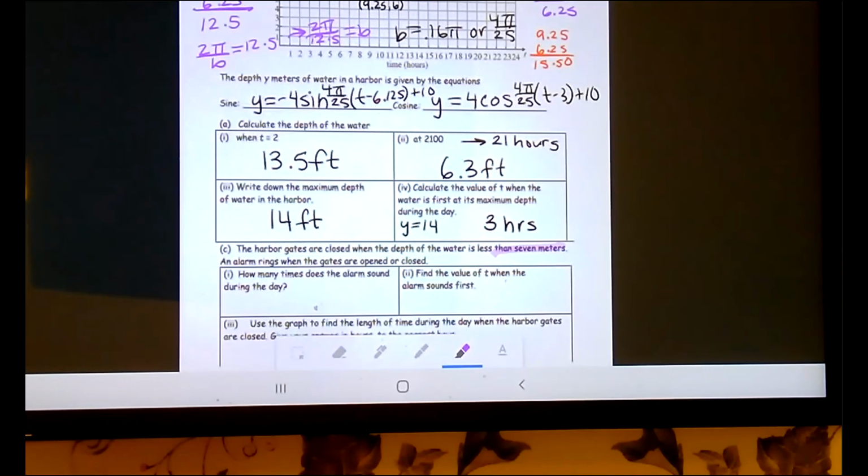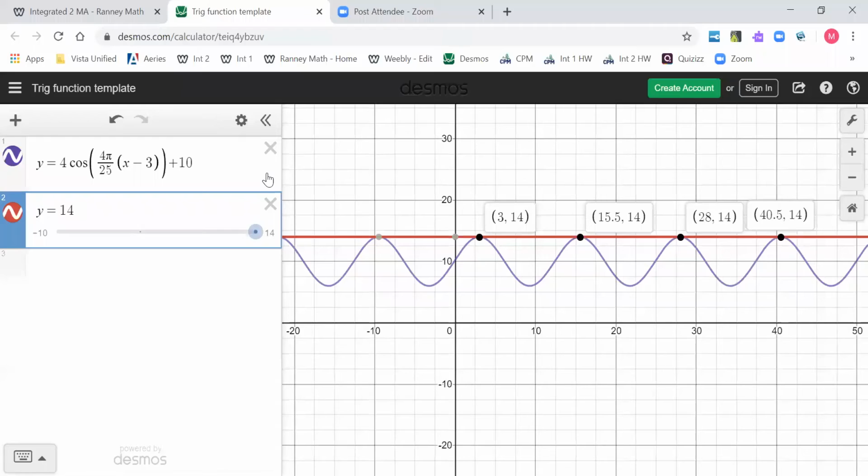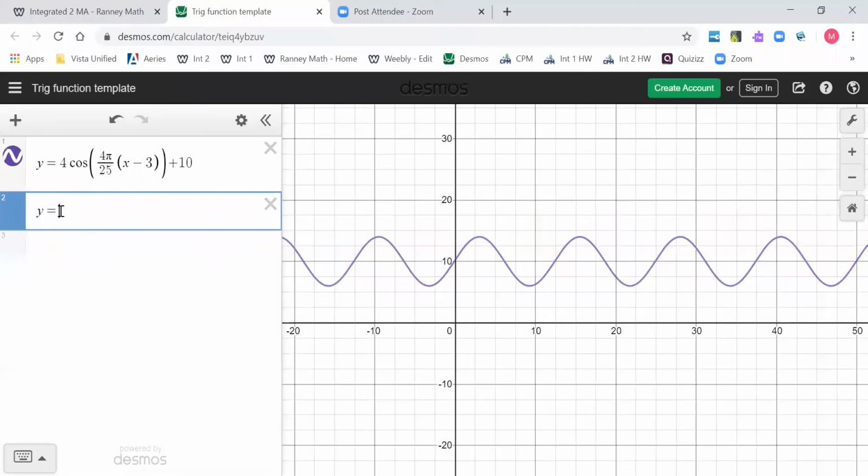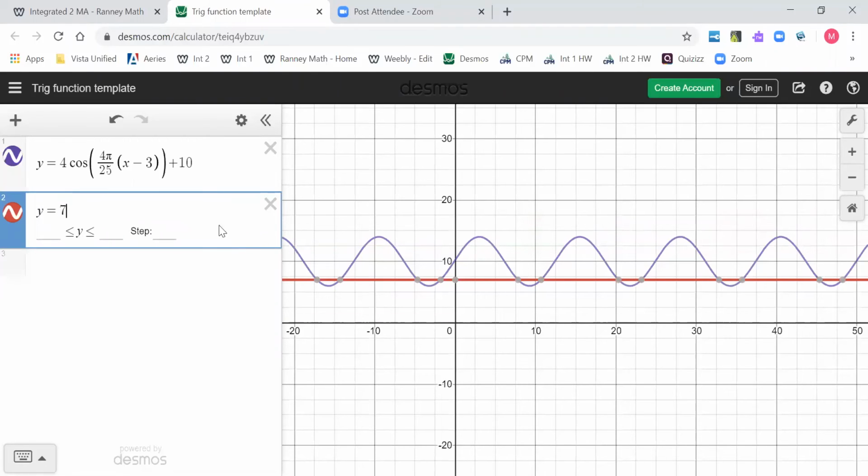Okay, let me get it back up for us. I'm going to change this to a 7. And here I can see that at 7.812 and then again at 10.688. So in between here, this is when it's going to be closed. Over here again, when it's 20.3 hours and 23.3 hours.